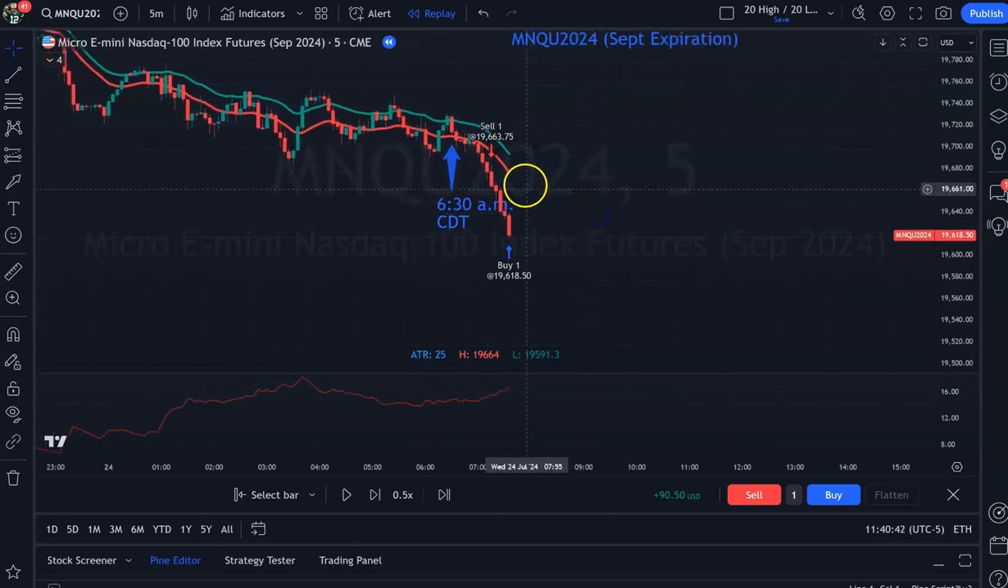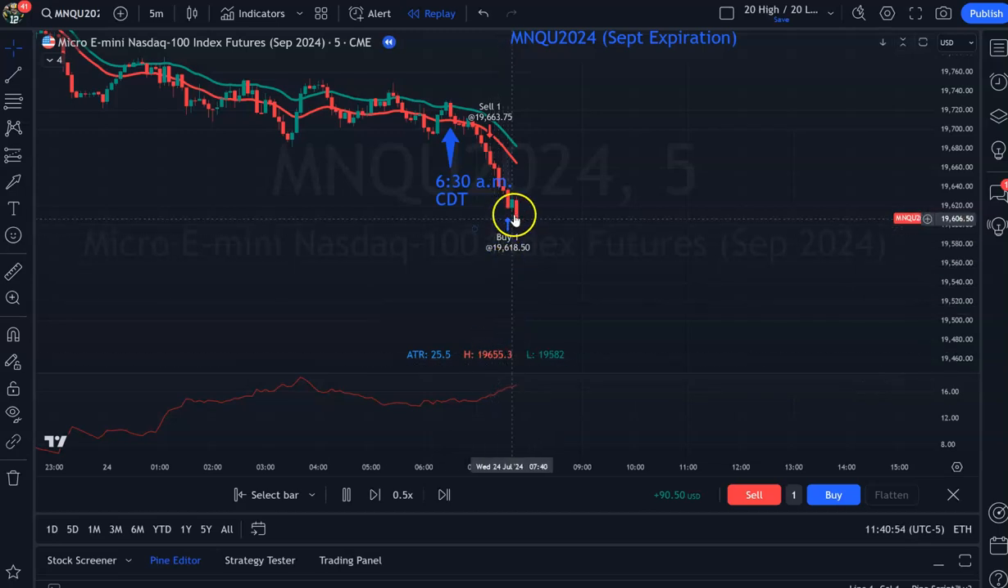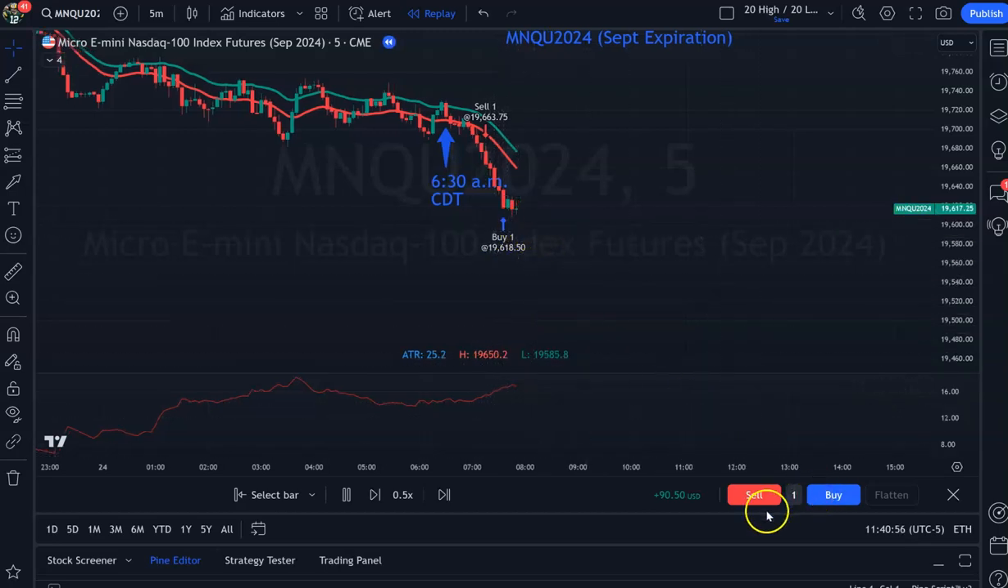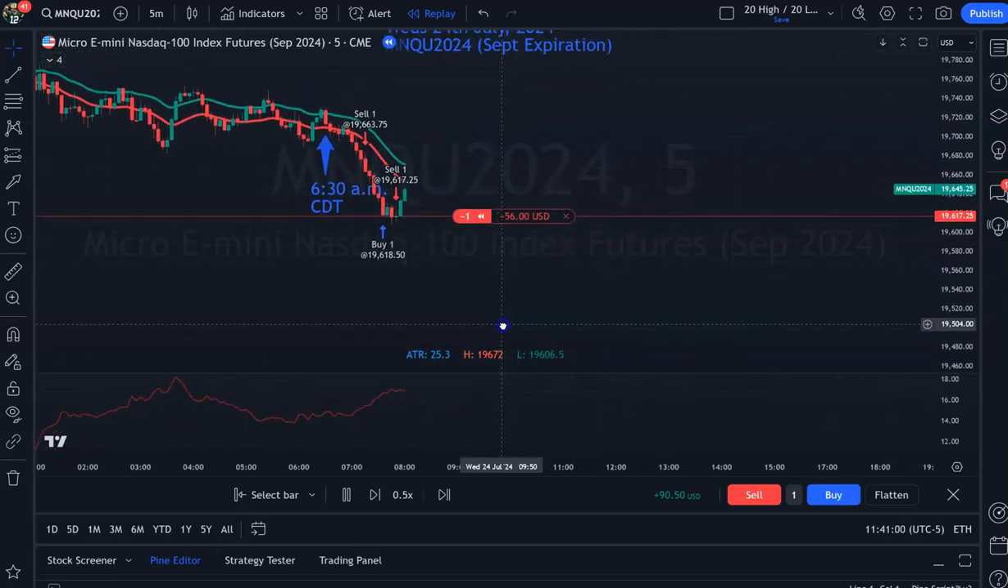Okay. Now, technically, we'd still want to stay in this trade, because remember, as long as we're below that red line, we're going to stay in the trade. Okay. And so let's see what happens here. You can see we're continuing to stay below. I'll just put another contract on just to see what the P&L looks like. I'll move this over a little bit.